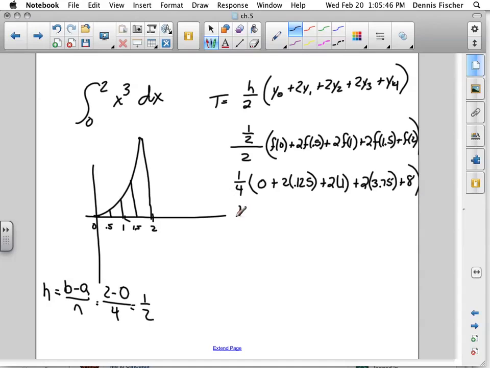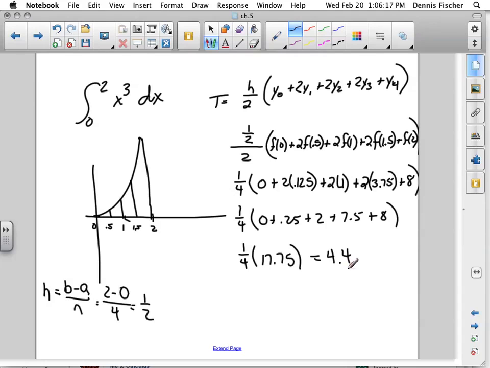So now I'm going to add all these up. So I have 1/4 times 0 plus 0.25 plus 2 plus 7.5 plus 8. I'm just multiplying out there. So I have 1/4 of 17.75. Wait, it's 3.375, not 3.75. Oh, okay. So 2 times 3.375 would be 6.75. So that would be 17, and 1/4 of that is about 4.25. So with the trapezoid rule, we found the area to be about 4.25.